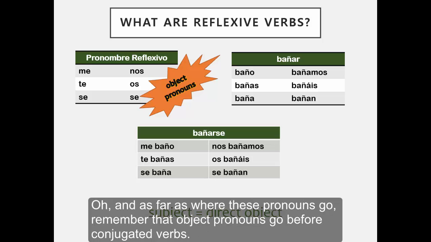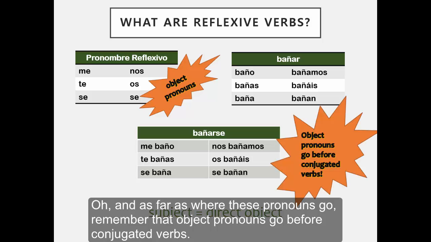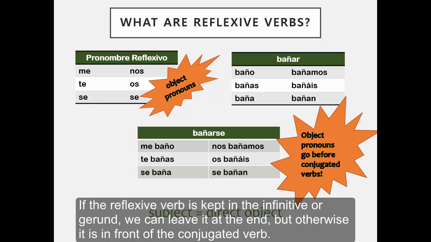Oh, and as far as where those pronouns go, remember that object pronouns go before conjugated verbs. If the reflexive verb is kept in the infinitive or the gerund, we can leave it at the end. But otherwise, it is in front of the conjugated verb.